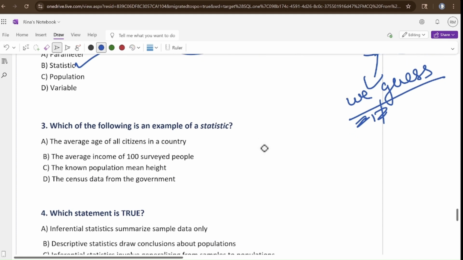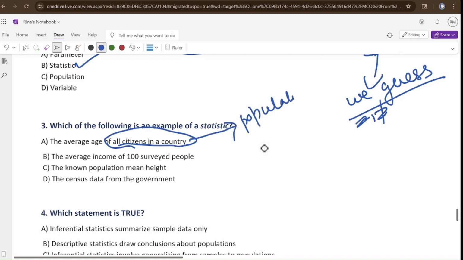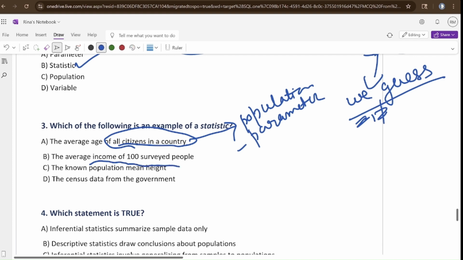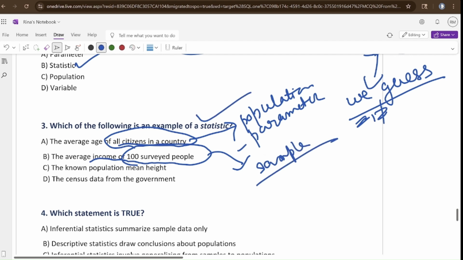The average age of all citizens in a country. All citizens, that means population. Population means it is a parameter, right? So it is not a statistic. The average income of 100 surveyed people. See, here we have taken a sample and we have calculated. So this is the right answer.